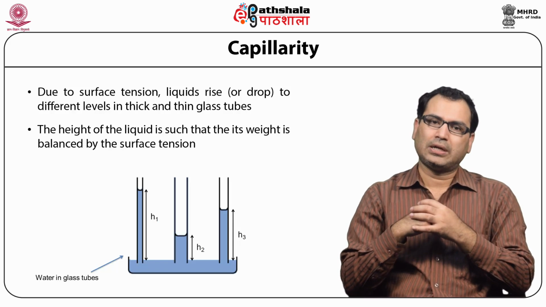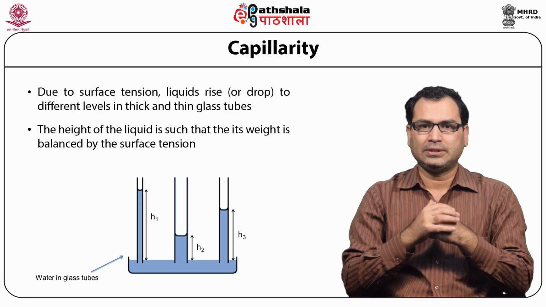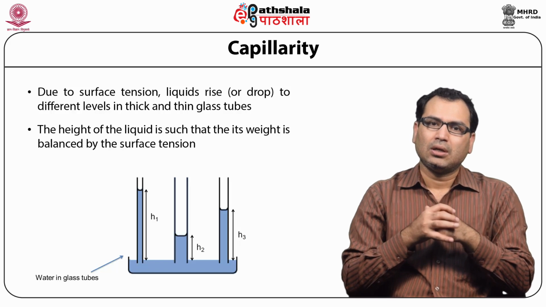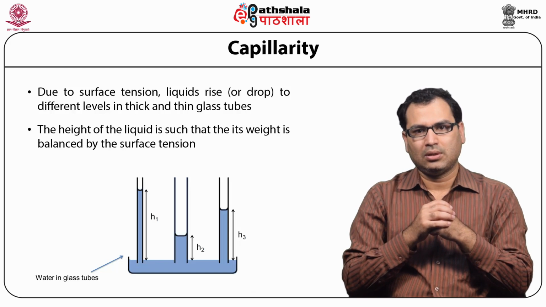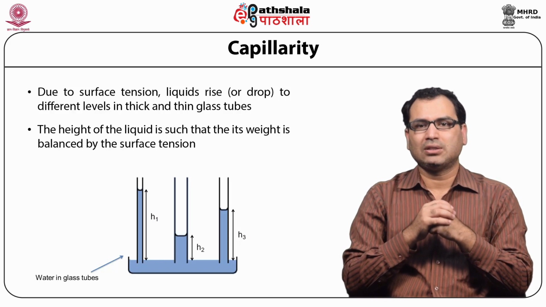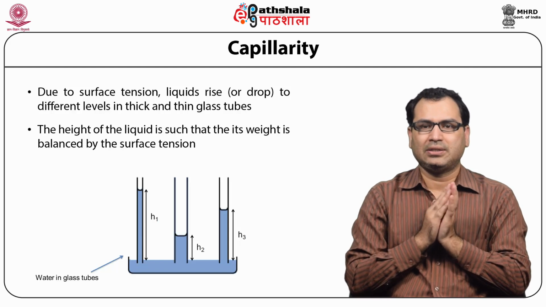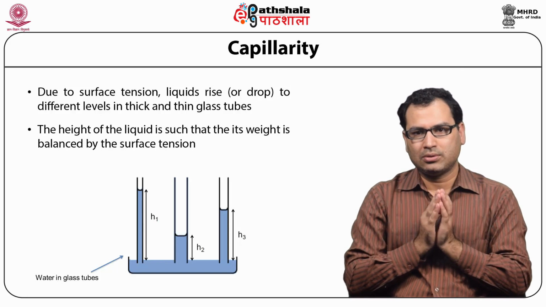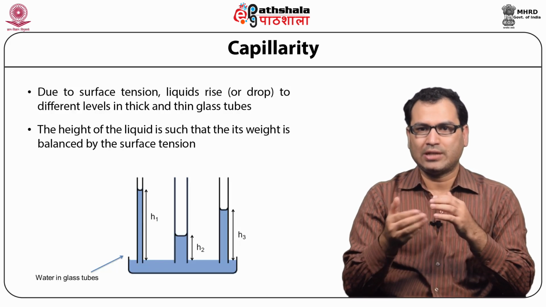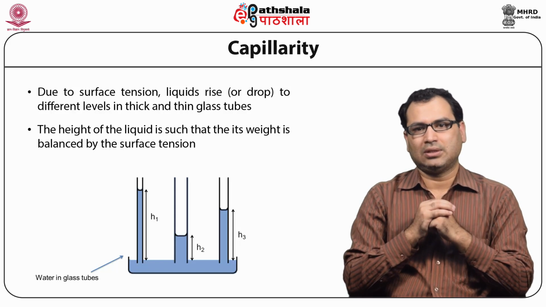You pour certain liquid or water, let's say, here. So depending on the diameter, you will have the water rise into different heights, such that the water in all three tubes has equal weight because it has to balance the surface tension of the water.